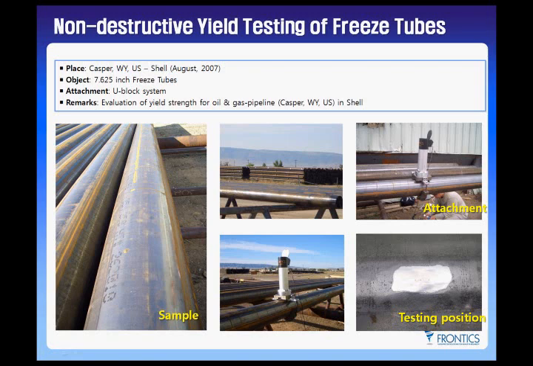Evaluation of the tensile properties of the pipe was carried out upon its production and before proceeding with the threading stage. The pipe to test was a freeze tube taken from the sand soil, and its yield strength was evaluated.